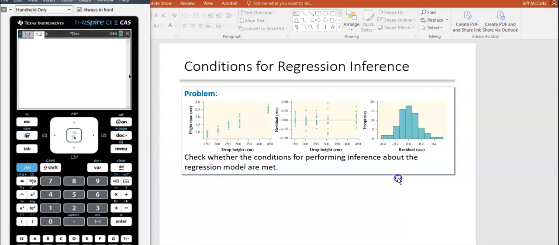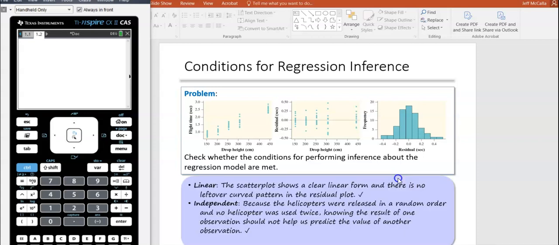So the first condition is linear, and that first graph, it does look linear there, and the residual plot seems to be somewhat symmetric. There's no leftover curved pattern in the residual plot, so that's okay. Because they were released in random order, no helicopter was used twice. That seems to be independent of each other. So we didn't have to check the 10% condition in this case.